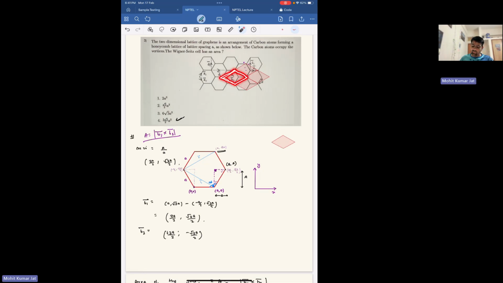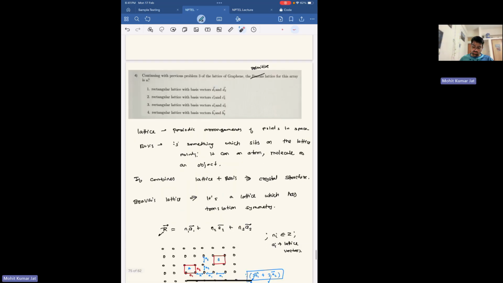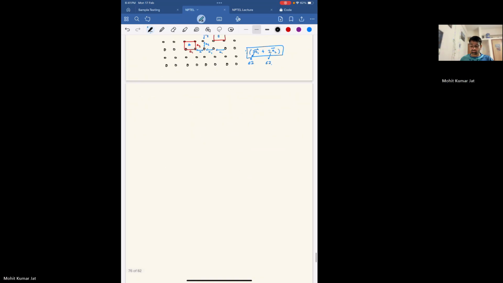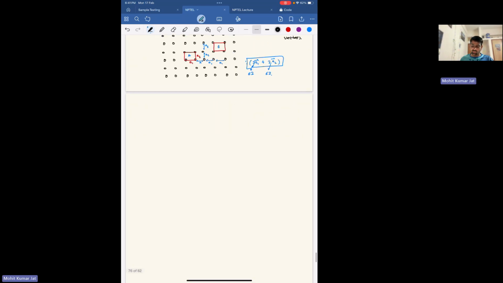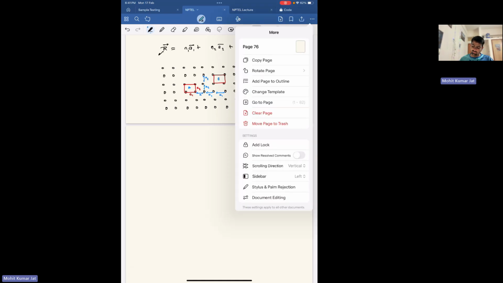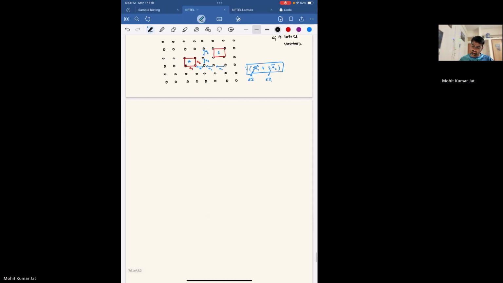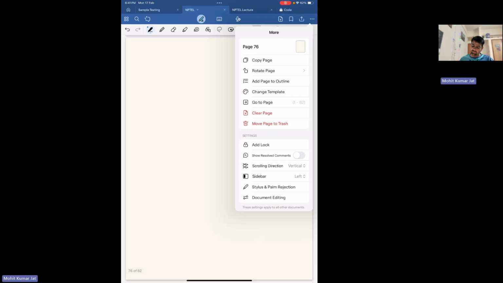So it will be made up of B1 and B2. Let's look at the options. Rectangular lattice with basis vector D1, D2? No. C1, C2? No. A1, A2? No. B1, B2? Yes, this is right. So option number 4 is right here. Any question or doubt you can ask. I'm happy to answer it.